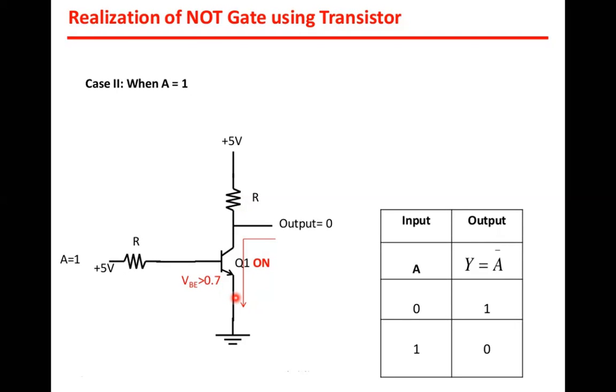Got it? So when the base voltage is very high, the transistor is in saturation mode. When it is in saturation mode, the V out will be very low because this is in a fully on state. And output is measured across this particular load resistor. So when the input is 0, output is 1. When the input is 1, the output is 0. So this is an example of a transistor acting as a switch.